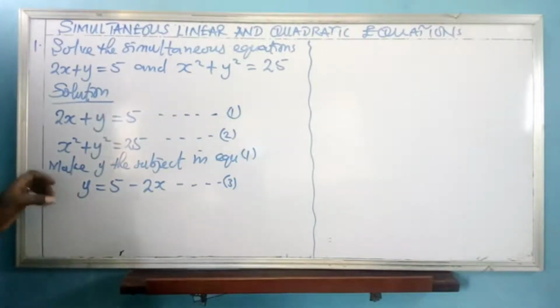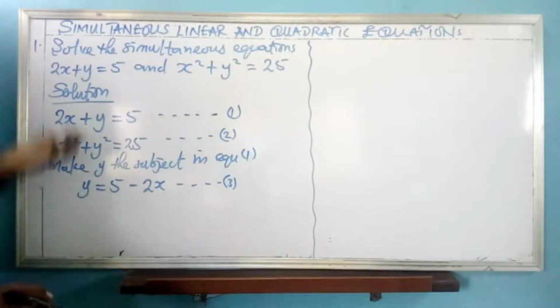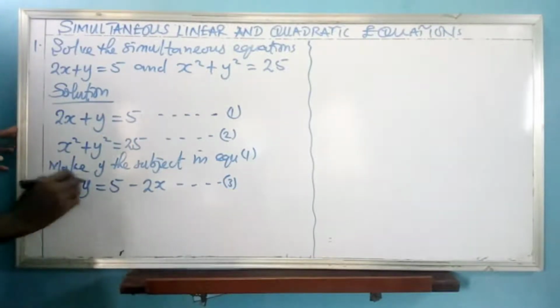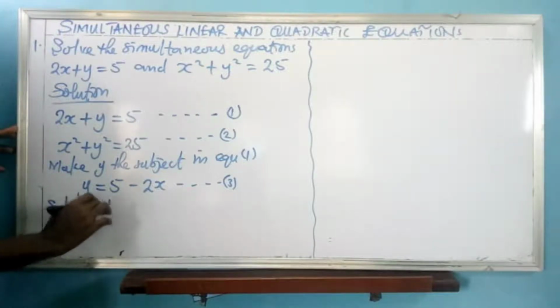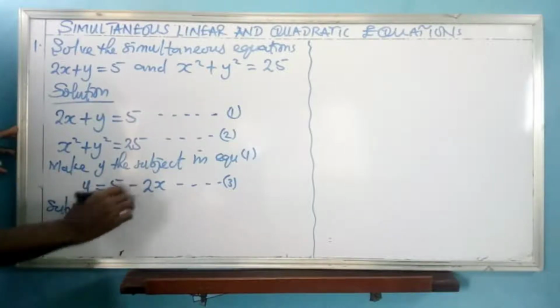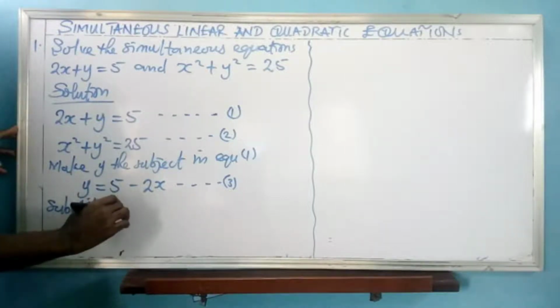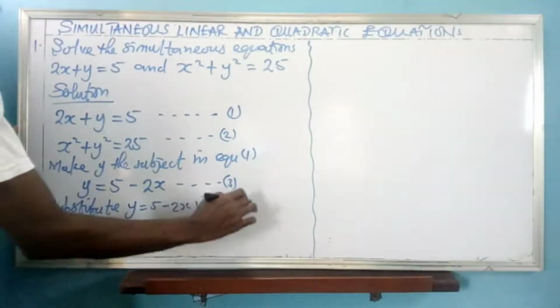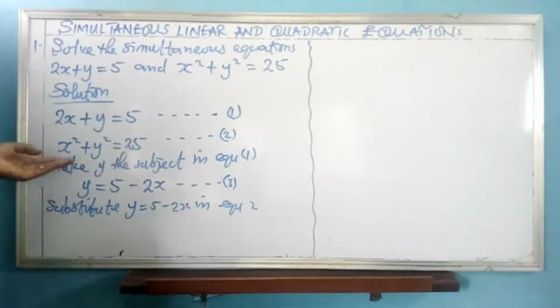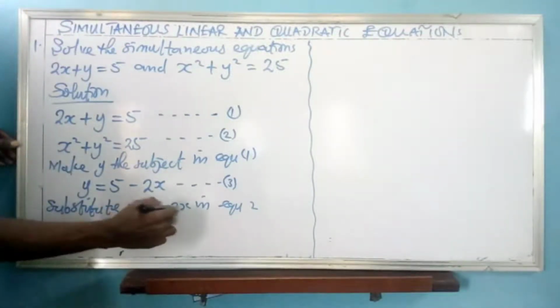Don't forget, when you make something the subject in equation 1, you substitute it in the next equation. Don't substitute in that equation again. So substitute y equals 5 minus 2x in equation 2. Okay, this is our equation 2. Anywhere we see y, we put that value there now.